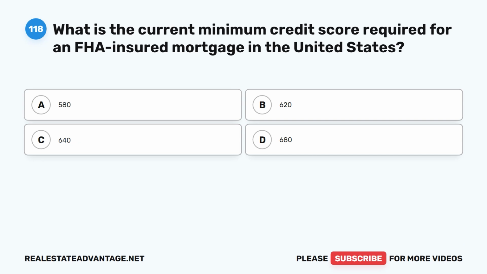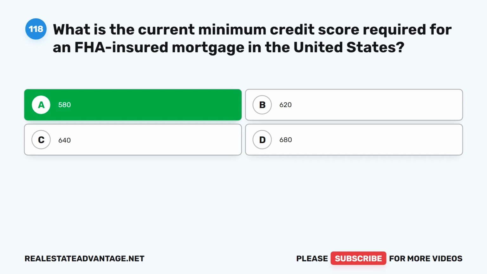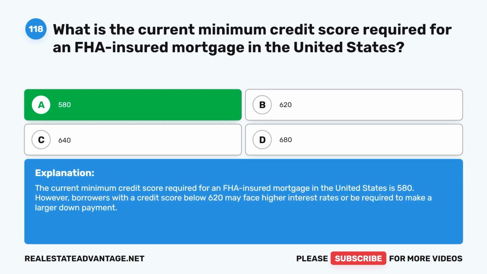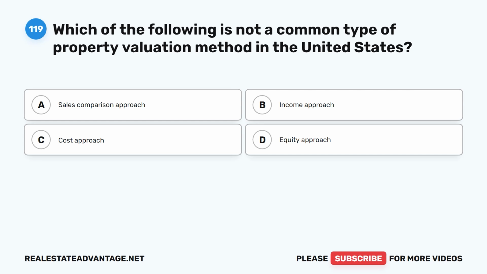Question 118. What is the current minimum credit score required for an FHA-insured mortgage in the United States? A, 580. B, 620. C, 640. D, 680. The correct answer is A, 580. The current minimum credit score required for an FHA-insured mortgage in the United States is 580. However, borrowers with a credit score below 620 may face higher interest rates or be required to make a larger down payment.